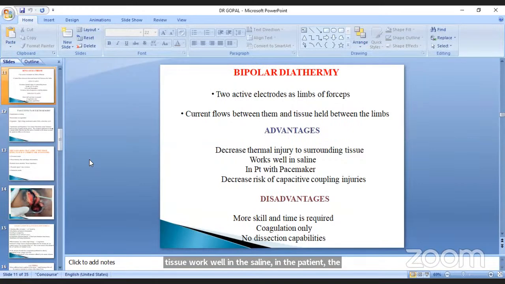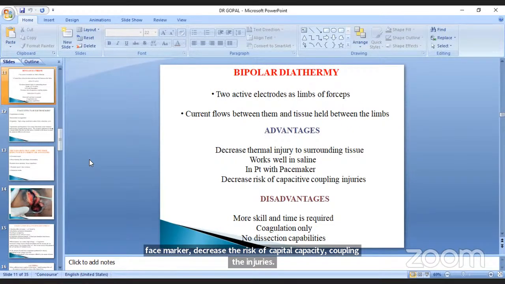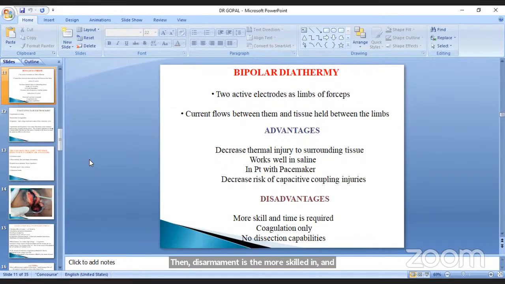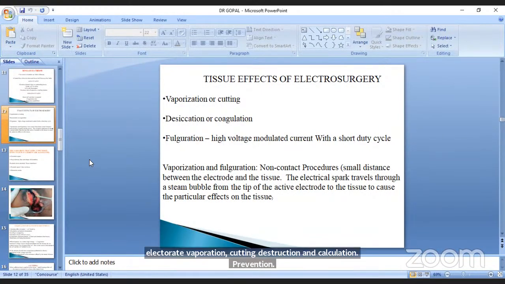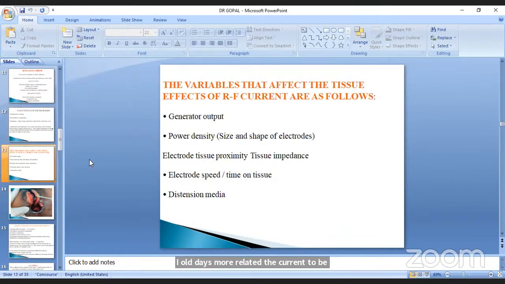Then disadvantage: more skill and time are required; coagulation only, no dissection capabilities. The tissue effects of electrosurgery are vaporization, cutting, dissection and coagulation, with fulguration using high voltage modulated current with a short duty cycle. The variables that affect the tissue effect of radio frequency current are as follows.